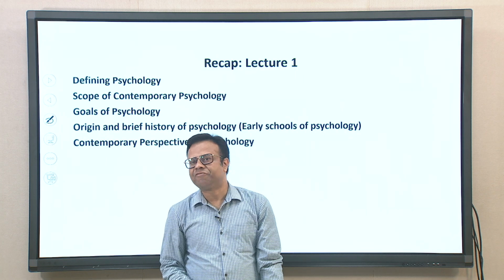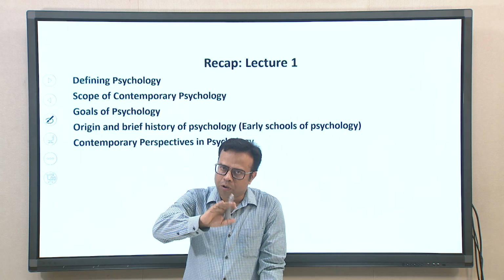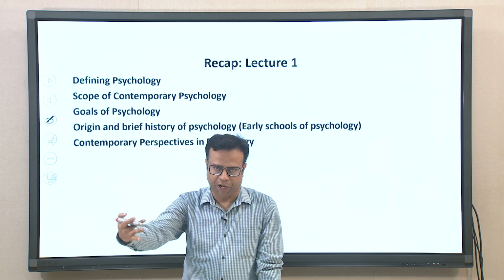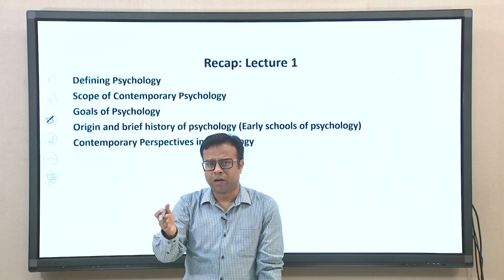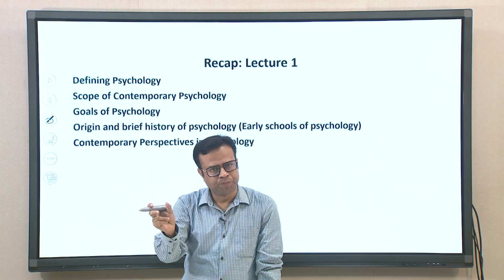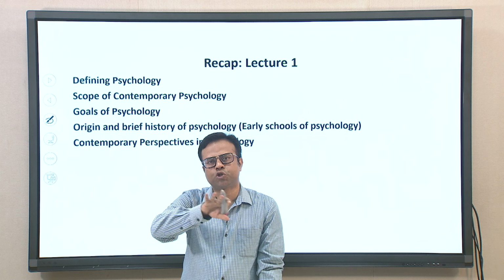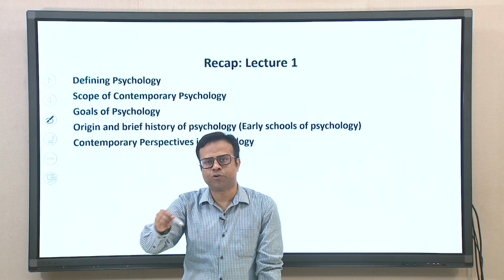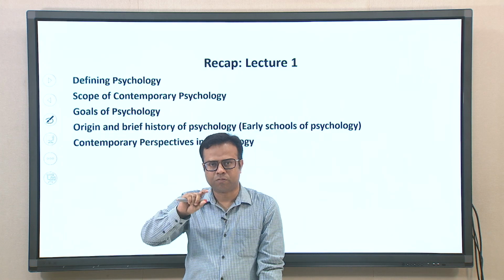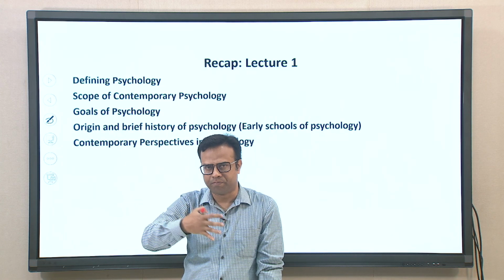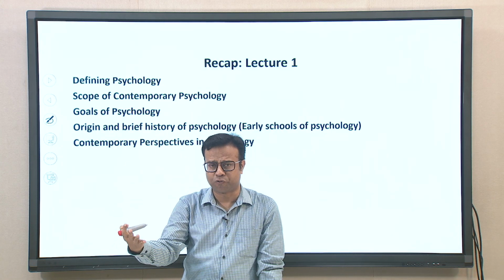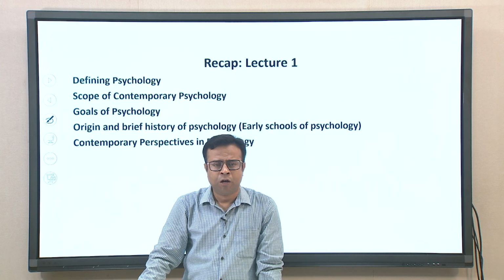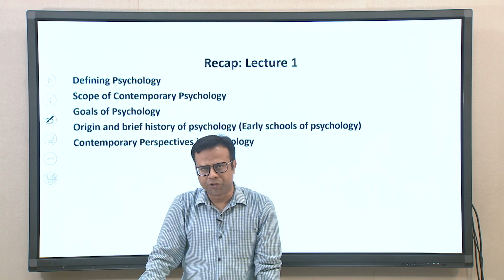In the last lecture, we defined psychology and how the concept of psychology evolved over time. We tried to see how the meaning of the word psychology evolved. We also discussed the contemporary scope of psychology: with the evolution of the term, how psychology is understood in the present context, what the length and breadth of psychology are in terms of understanding and content. We also discussed the goals of psychology.